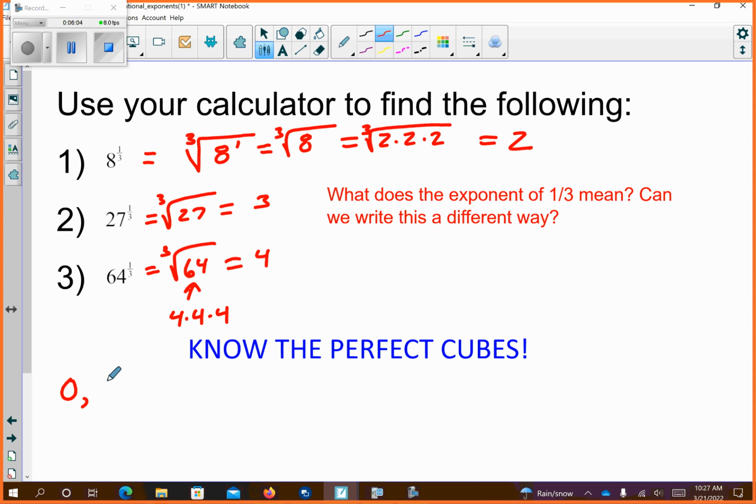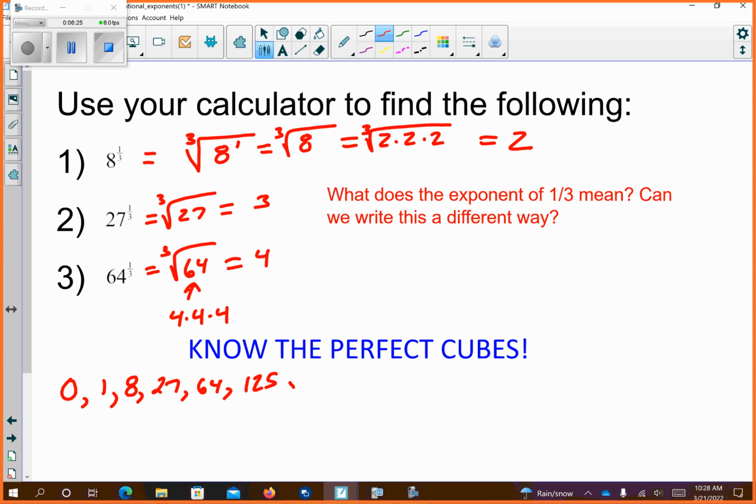Same, okay. 1 times 1 times 1, 1. 2 times 2 times 2 is 8. 3 times 3 times 3 is 27. 4 times 4 times 4 is 64. 5 times 5 times 5 is 125. If you can get out to that far, you're probably fine.